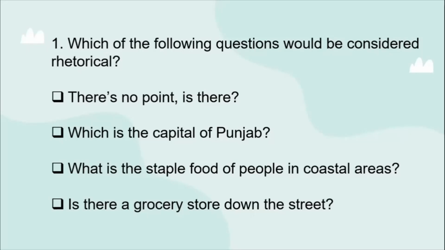Which is the capital of Punjab? What is the staple food of people in coastal areas? Is there a grocery store down the street? Again, analyze them. Let's come from point number four to point number one. Is there a grocery store down the street? So I expect an answer in yes or no. What is the staple food of people in the coastal areas? I expect a descriptive answer.